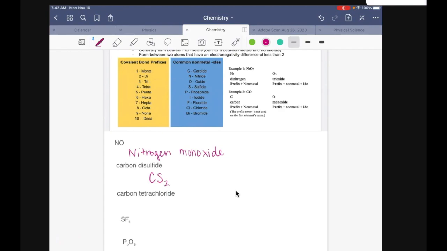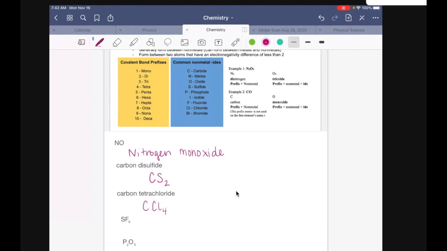All right, for the next one, carbon tetrachloride. Again, we do not have a prefix for the carbon, so there's a single carbon. And then for chloride, that's chlorine. And if we look, tetra stands for 4, so we're going to have 4 chlorine.